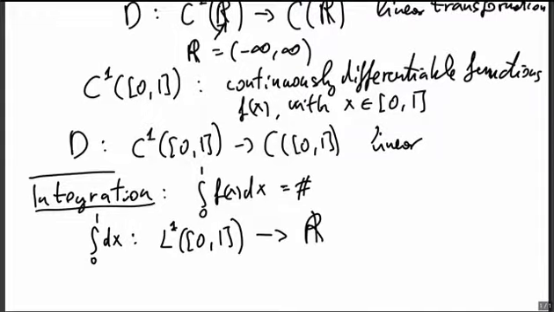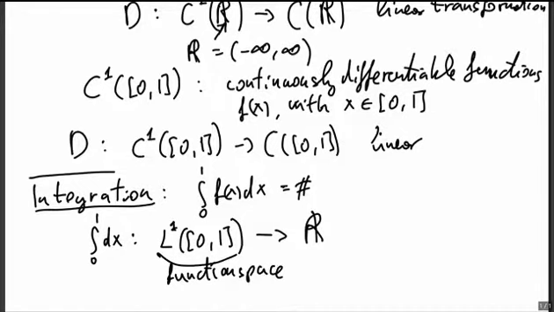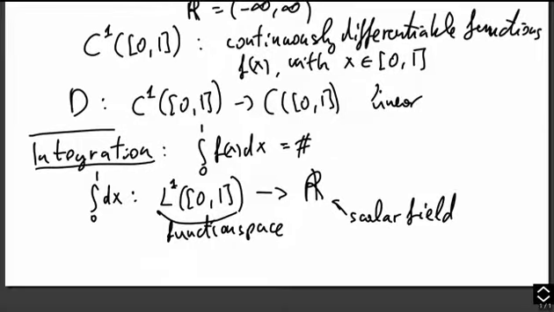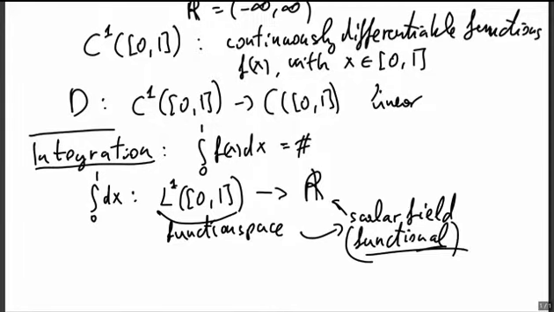And now I have an additional name for an operator like that. So this is a function space. Since we have functions in it, it's a vector space, and these are scalars. So this is a scalar field. When you have a map like that, going from a function space into a scalar field, this is called a functional. Still, it's a form of mapping, and it's a linear transformation also.